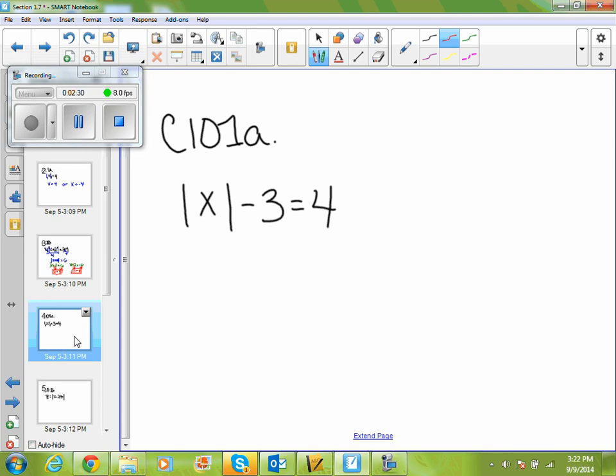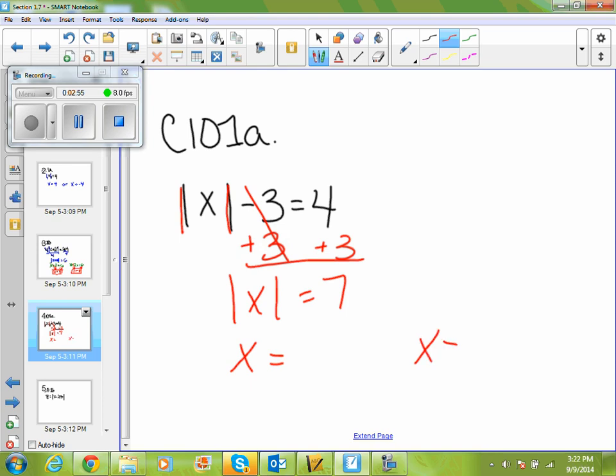Okay. So let's look at the absolute value of x, minus 3 equals 4. We need to get our absolute value bars by themselves. So how do I get rid of a -3? Add 3. So I get the absolute value of x equals 7. And since then my absolute value bars are by themselves, now I can break it up into my two answers. What would my two answers be? Perfect. 7 and -7.